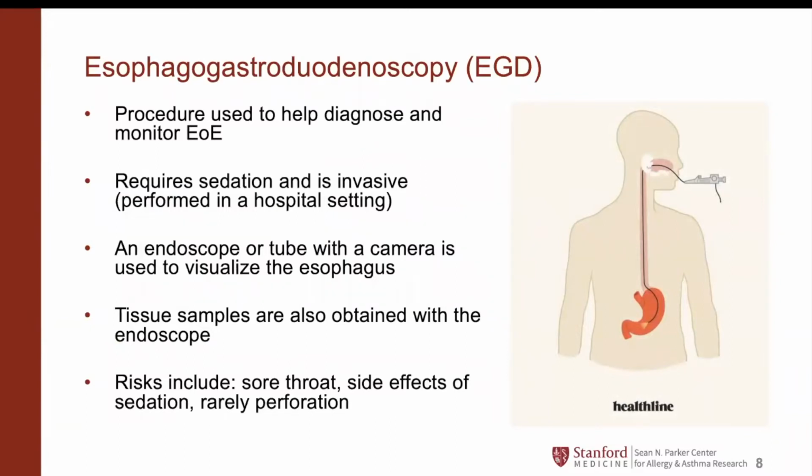And so this procedure is used to help diagnose and monitor EOE. It is an invasive procedure and requires sedation. It's typically performed in a medical center or a hospital setting, and the endoscope or tube has a camera on the end of it that helps to visualize the esophagus. And it's also used in other conditions to visualize the stomach as well. And so with this endoscope, we can also obtain samples, which is very important and helpful in diagnosing EOE as well.